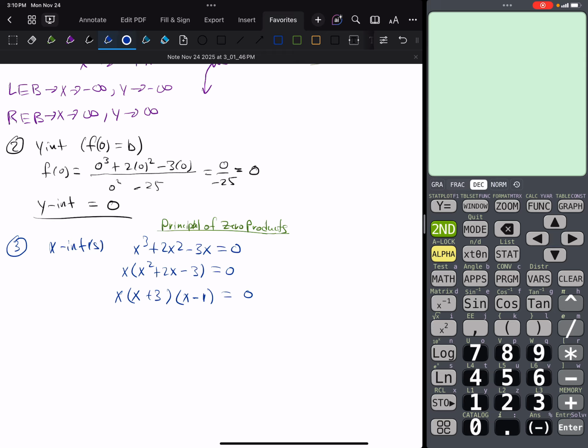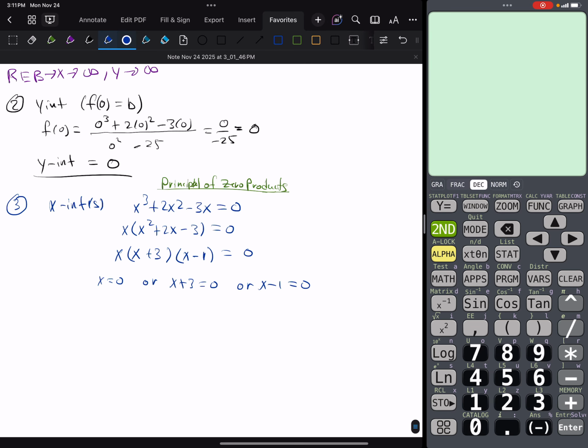Now I can make a new equation for each factor. So I have x equals 0, or x plus 3 equals 0, or x minus 1 equals 0. Because if x minus 1 equals 0, it really doesn't matter what those two are. 0 times them will be 0. That's that whole principle of zero products idea.